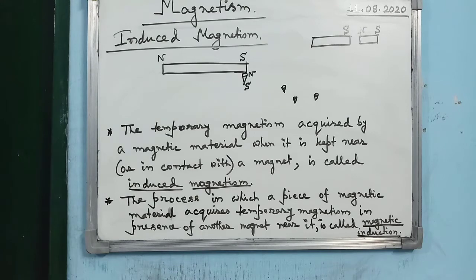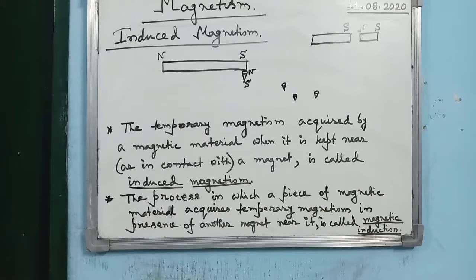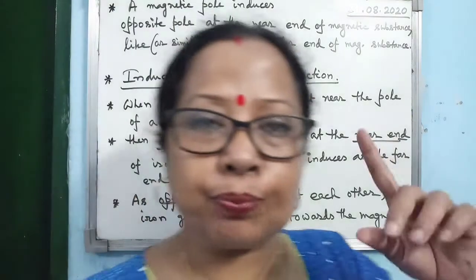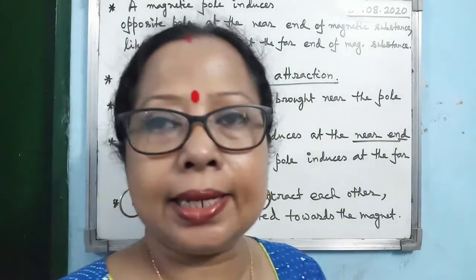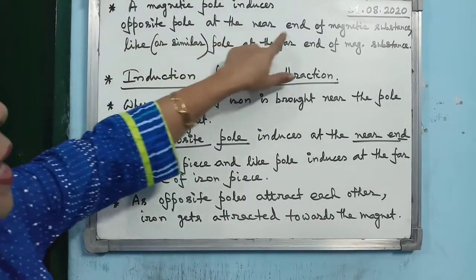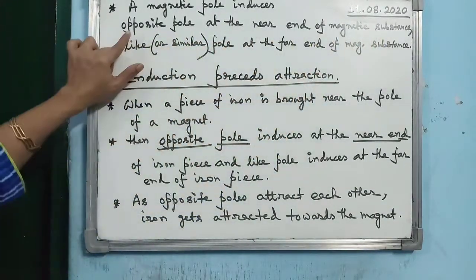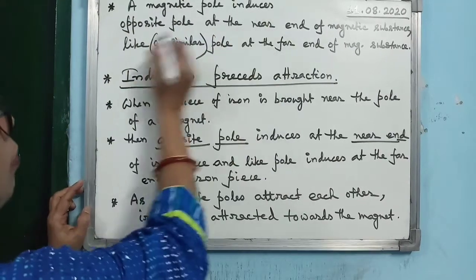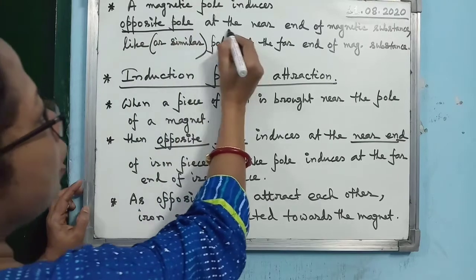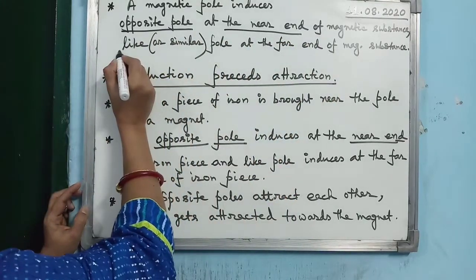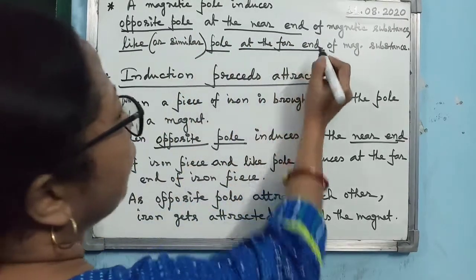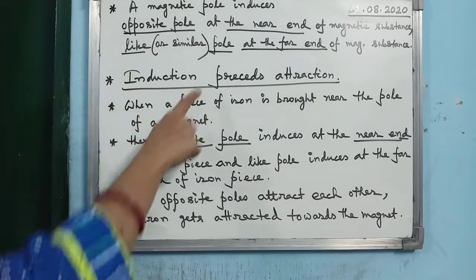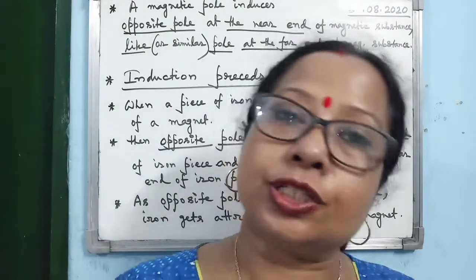This is the most important point regarding the magnetic. So you see, regarding magnetic induction, what is the important point you have to remember? That is, at the near end of the magnetic substance, the opposite pole is induced. A magnetic pole induces the opposite pole at the near end and like pole at the far end. So that's why always remember, induction precedes attraction.